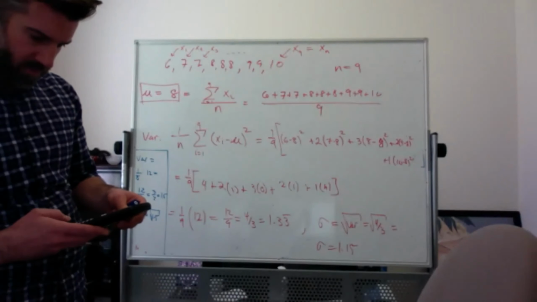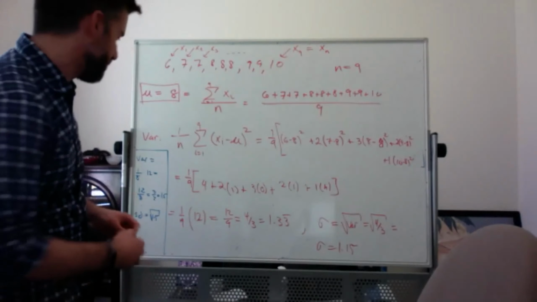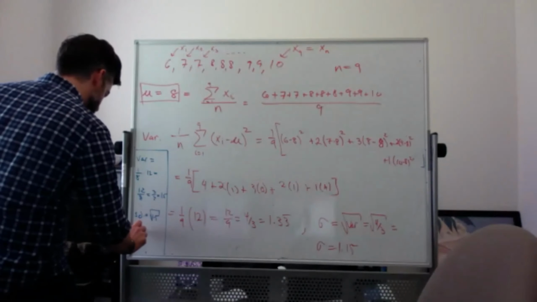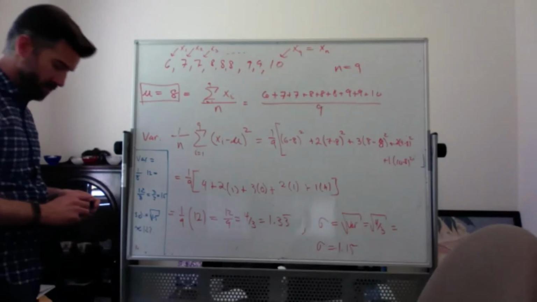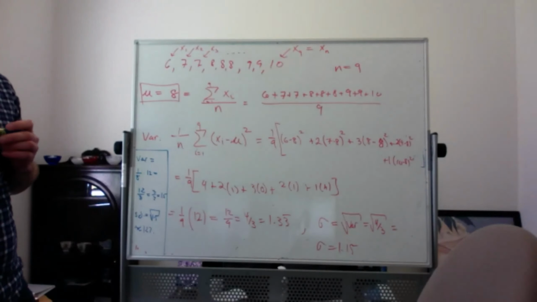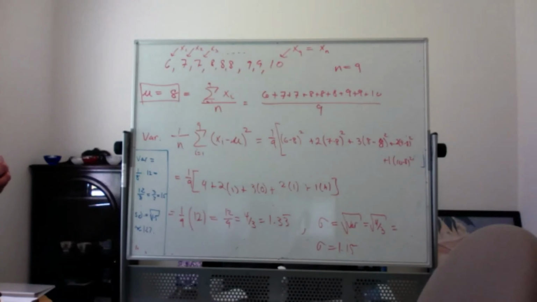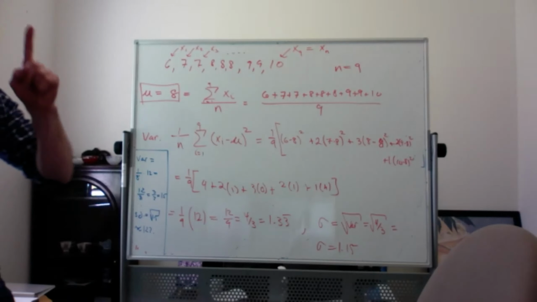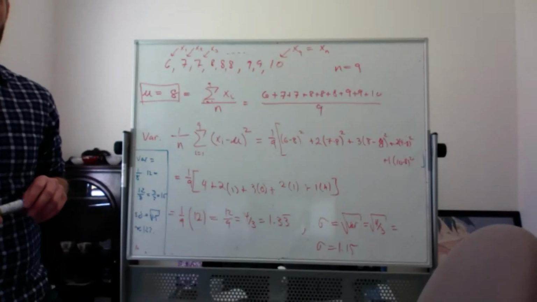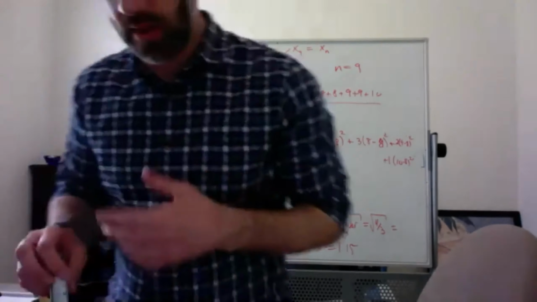Yeah, 1.22. Wait, James, I have a question. Totally. You use 1/n when it's talking about population, and then you use n-1 when you're talking about a sample. Exactly. And so here's the thing.